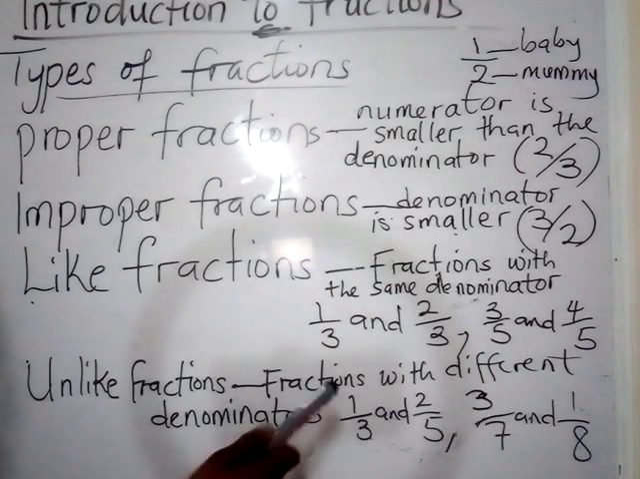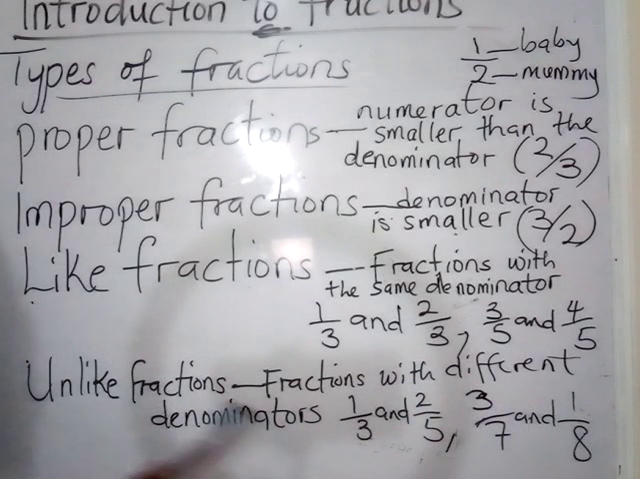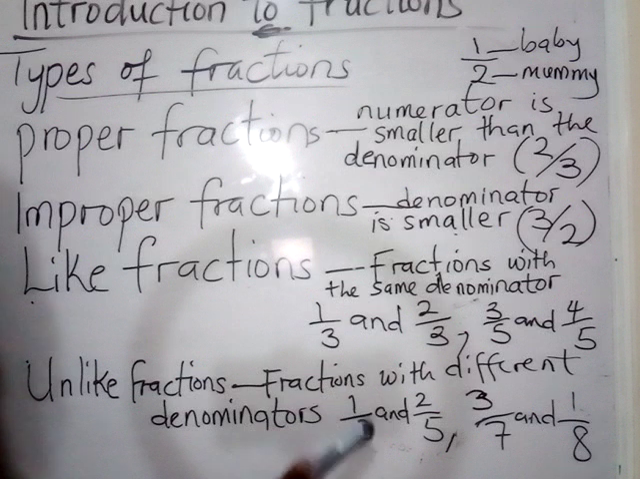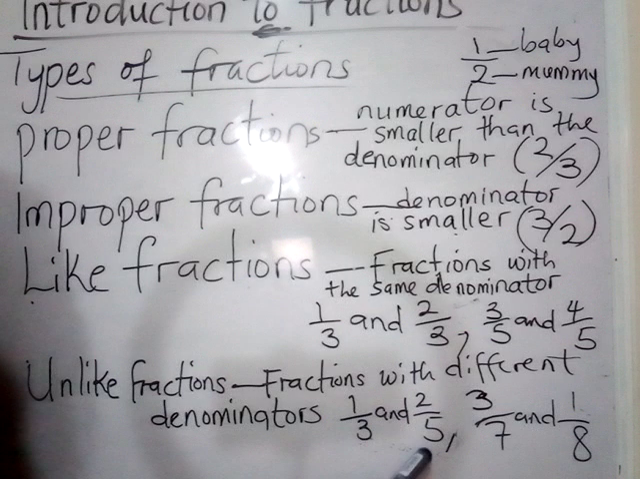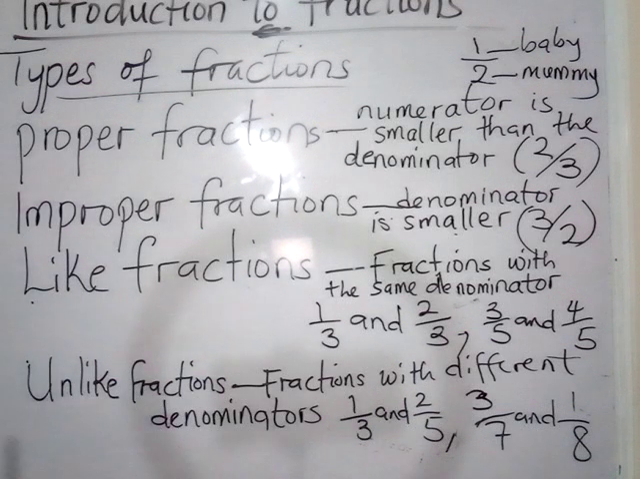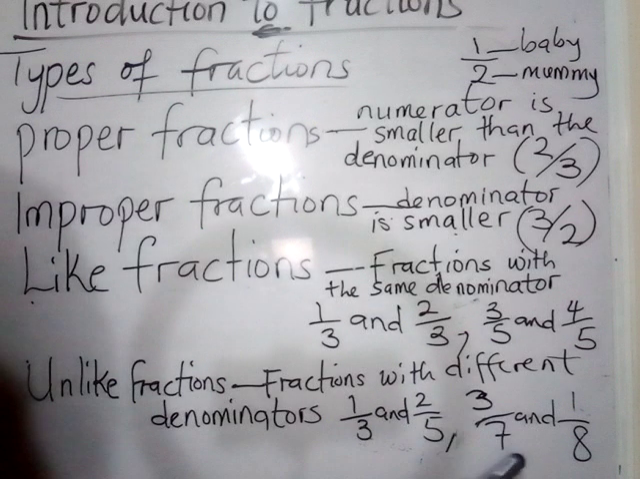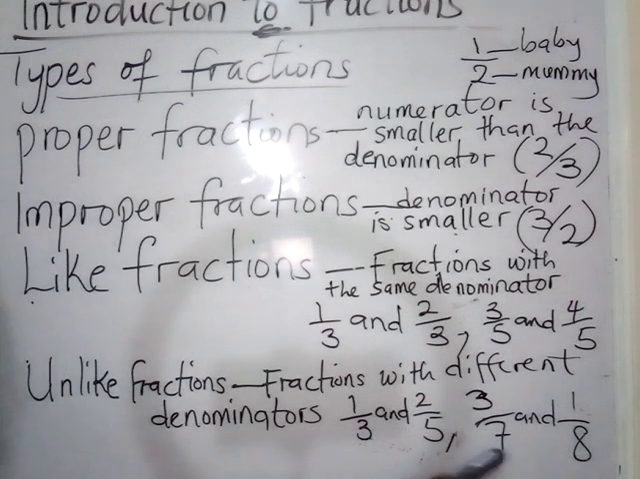While unlike fractions are those fractions with different denominators. They have different denominators. Example is 1 over 3 and 2 over 5. 3 and 5 are different denominators. So these fractions, 1 over 3 and 2 over 5, are unlike fractions. Another example is 3 over 7 and 1 over 8. 7 and 8 are different denominators. So 3 over 7 and 1 over 8 are unlike fractions.